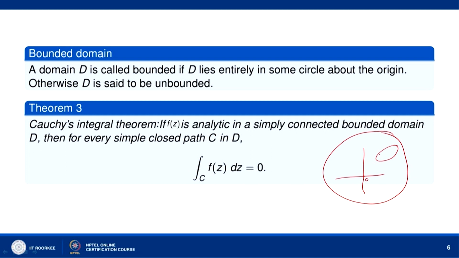Now, Cauchy integral theorem: if f(z) is analytic in a simply connected bounded domain D, then for every simple closed path C in D, the integral over C of f(z) dz is equal to 0. Now, you can see how powerful this result is. It says that you take any simply connected bounded domain, if f(z) is analytic there, then you take any simple closed path C in D, and the integral over C of f(z) dz is equal to 0.